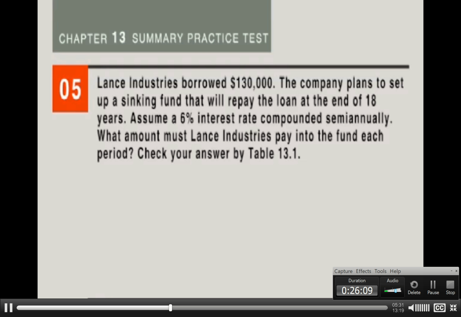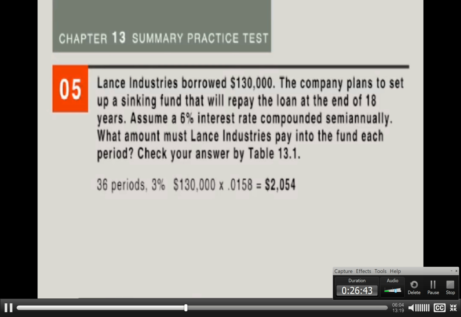In question 5, Lance Industries borrows $130,000. Needs to set up a sinking fund. Here it's telling us at the end of 18 years, 6% interest compounded twice a year. What do you have to pay into the fund each period? So we're talking 6% semi is 3%. 18 years semi is 18 times 2 or 36 periods. So you're going to go 3%, 36 periods sinking fund. You're going to get 0.0158 times 130,000 because you don't want $1, you want 130,000 of them. So each payment has to be 2,054.